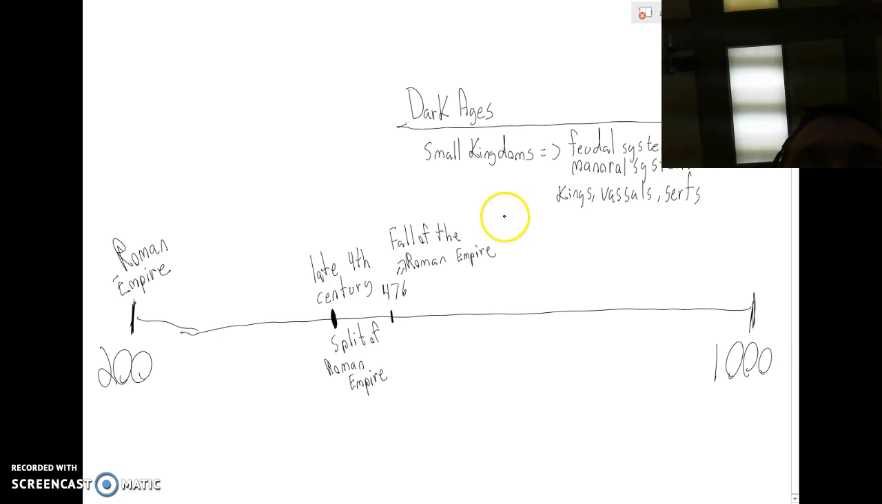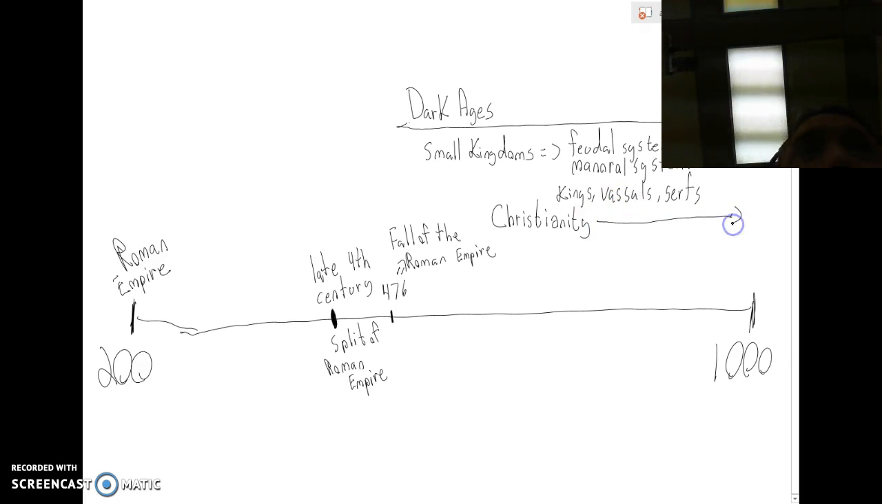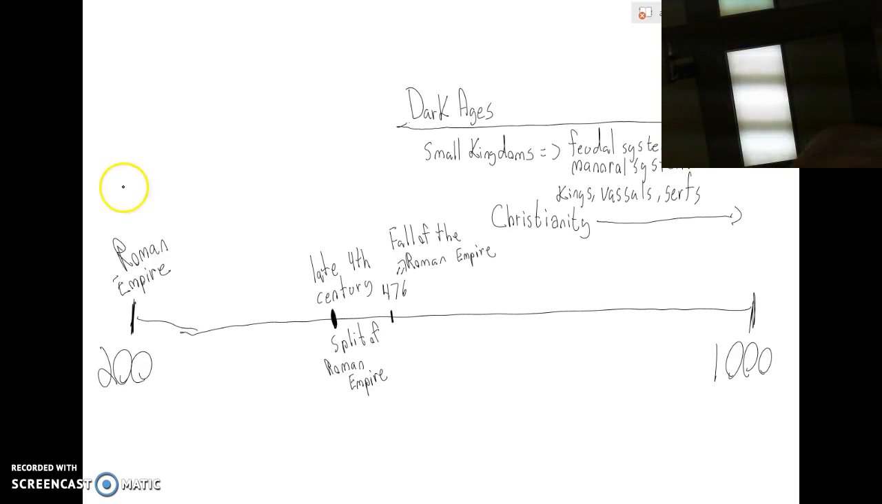One thing you want to make sure that you also write about with Western Europe in the Dark Ages is the continued spread of Christianity throughout Western Europe. But also we want to think this question begins in the year 200, and in the year 200 Christians were still persecuted in Rome.